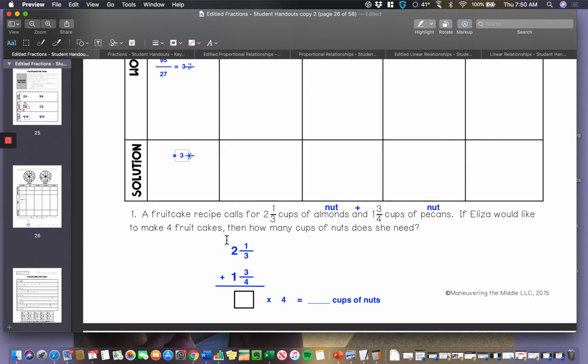Well, I know that the amount of nuts needs to be added together to see what the total amount of nuts being used in this recipe is. So what you're going to do is add these mixed numbers together. And if you don't remember how to do that, just refer back to the previous video and your previous handout. Now once I get the total amount of nuts, I'm going to multiply that by 4 because she wants to make 4 of those fruitcakes. And then you're going to have your product, or really the total amount of nuts it needs to make 4 fruitcakes.